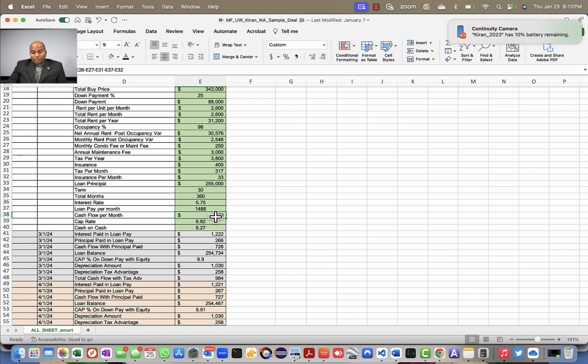So this gives you the cash flow. At this rate, you make $460. So what is this cash flow on? This cash flow is on your initial investment of 88 plus the renovation cost of 3. So your 91K produces 460 per month. You've got to look at this. So this is the cap rate. Cap rate is nothing but your net operating income divided by purchase price. That's 6.82, which is a good cap rate for this market.